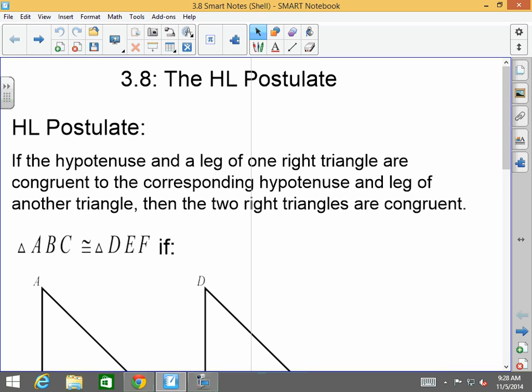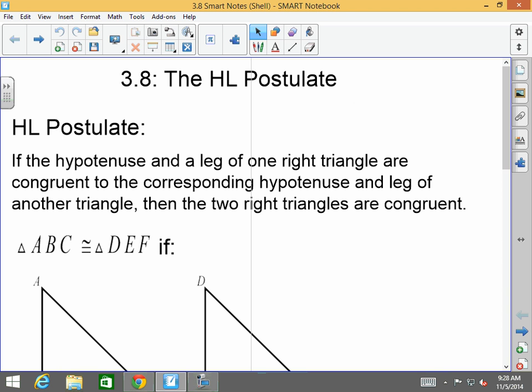So please be careful. I know I've said this a lot and I'm kind of a broken record, but you cannot assume right angles. You cannot assume right triangles. So if you know that you have two right triangles and you have the hypotenuse and one leg of one triangle congruent to the corresponding hypotenuse and leg of another right triangle, then those two right triangles will be congruent.